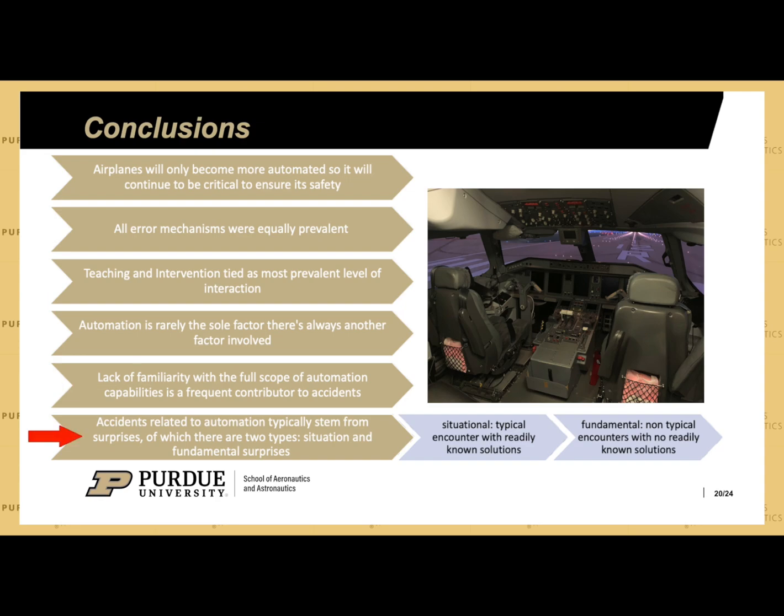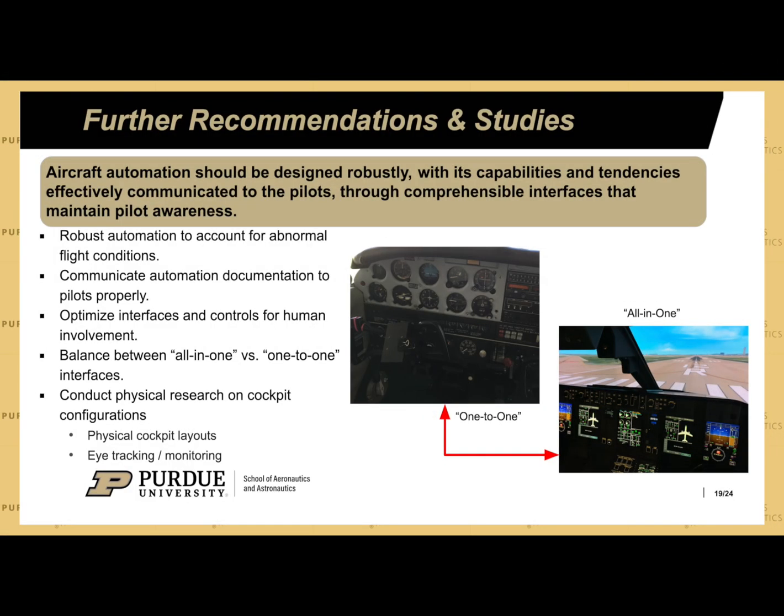Finally, we noticed that accidents related to automation typically stem from surprises, of which there are two types: situational and fundamental. Situational surprises are typical and have known solutions, while fundamental surprises are atypical and have no known solutions, which makes them the more dangerous of the two types.